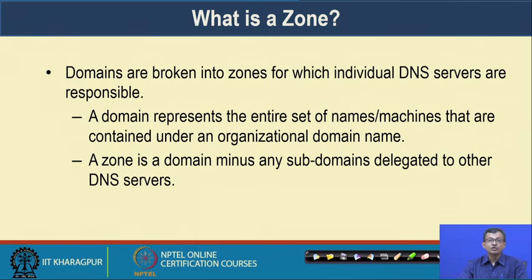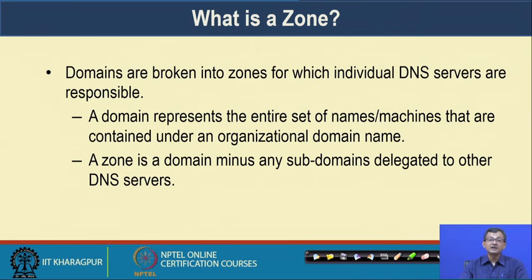So, what is a zone? Domains are broken into zones for which individual DNS servers are responsible. A domain represents the entire set of names and machines that are contained under an organizational domain name, like iitkgp.ac.in. So, it takes care of the entire set of names and machines, or names versus IP addresses, within that particular domain. A zone is a domain minus the subdomain delegation to the other servers.